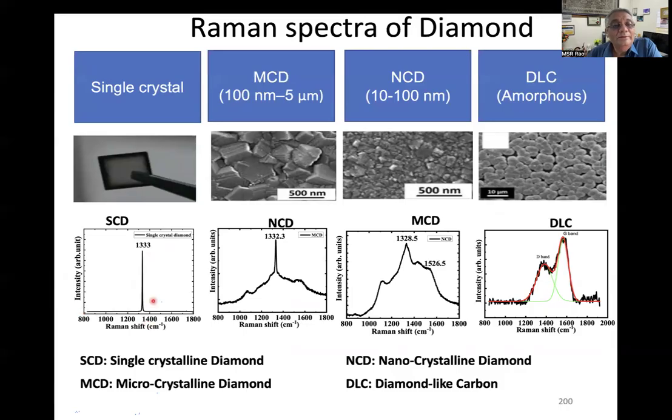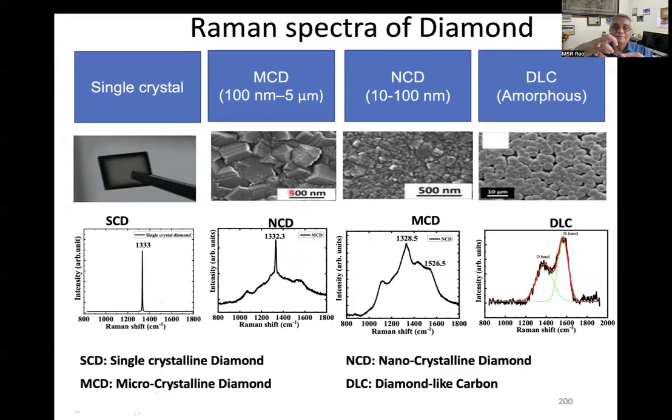This is a good example I mentioned in one of the classes. If you take diamond, single crystalline diamond, SCD, you get a Raman peak at 1333 or 1332 centimeter inverse. That's a signature pattern. We can also make diamond in the form of microcrystalline diamond, nanocrystalline diamond, and DLC, diamond-like carbon, where 70-80% is diamond and 20% carbon. You clearly see the diamond peak even in NCD.